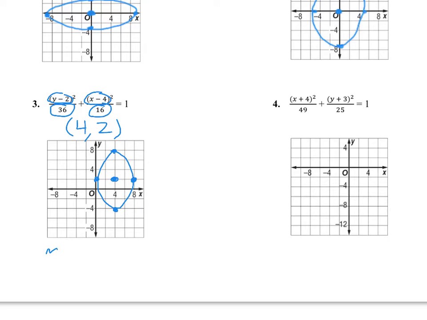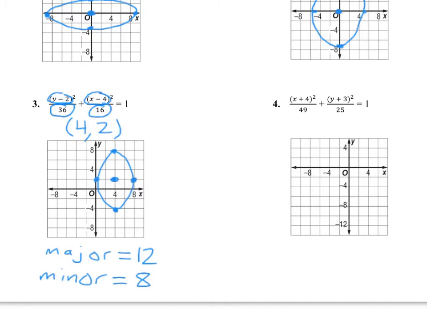Okay, the major axis, we went up and down 6, so that makes a total of 12. Minor axis, we went left and right 4, so that makes a total of 8. Looking at number 3, y had a bigger denominator, so that made it a vertical ellipse.